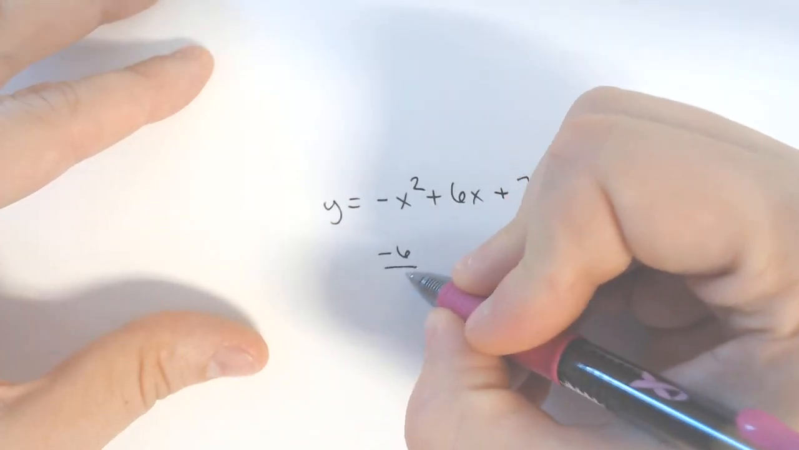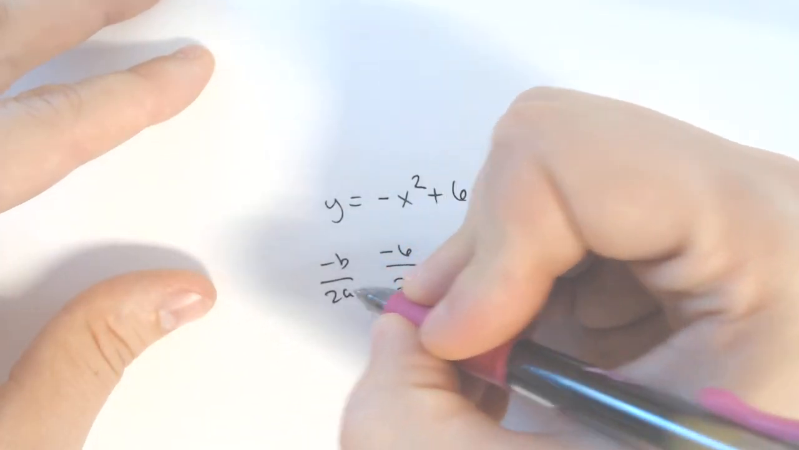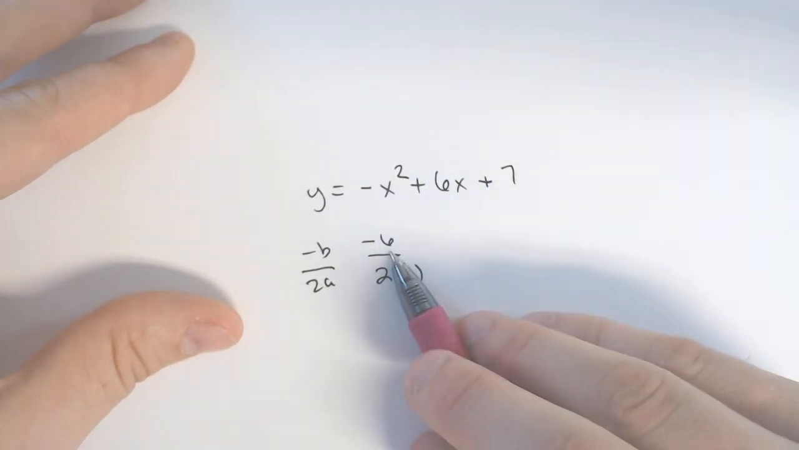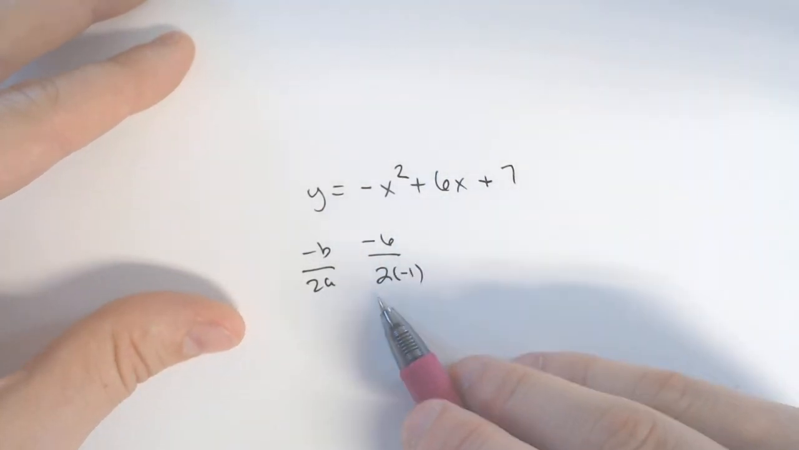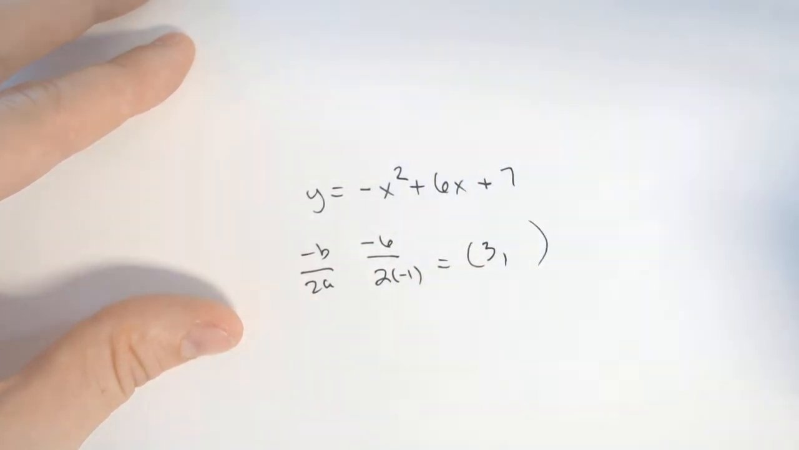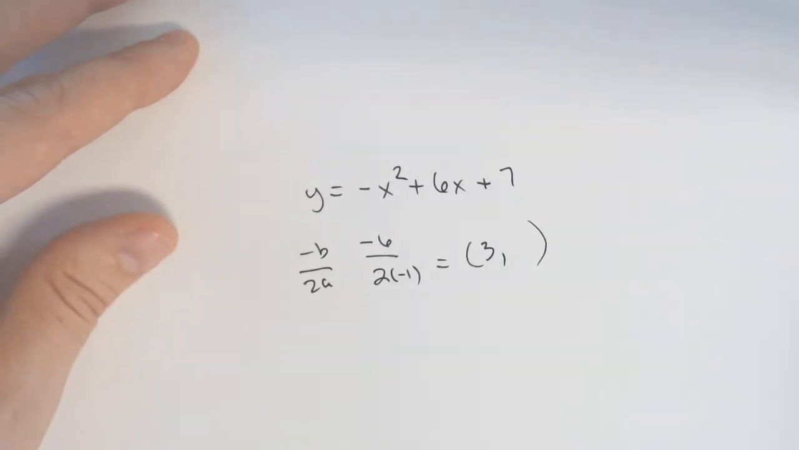Negative 6 over 2 times negative 1, because we still have to do negative b over 2a, ends up being negative 6, because changing that becomes negative 6. 2 times negative 1 is, of course, 3. It's the theme of the day. The x value apparently has to be 3 if I'm making up problems in my head.